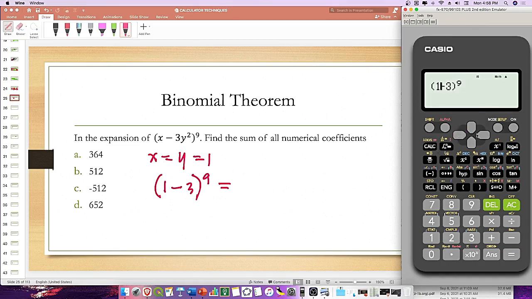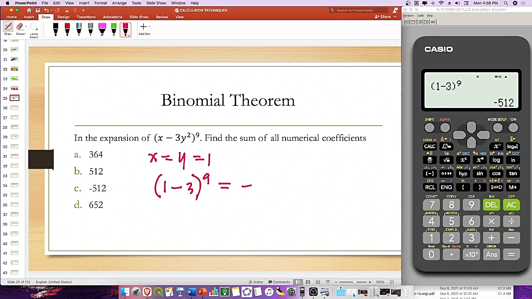Oops, syntax error, what happened? This is not minus, this is minus. Okay. That is negative 512. Negative 512 is the sum of all numerical coefficients.